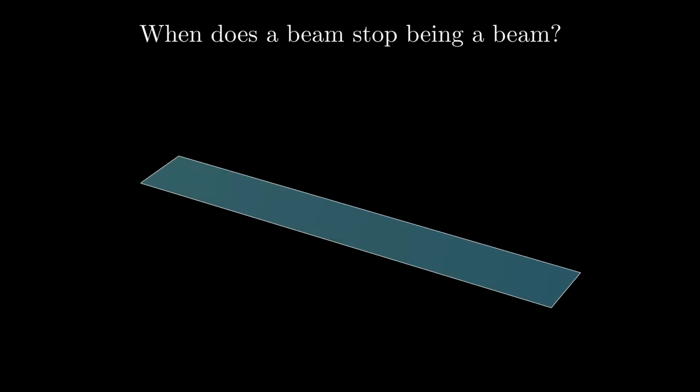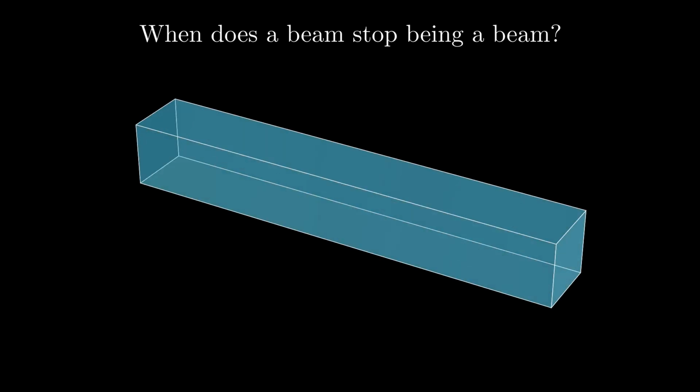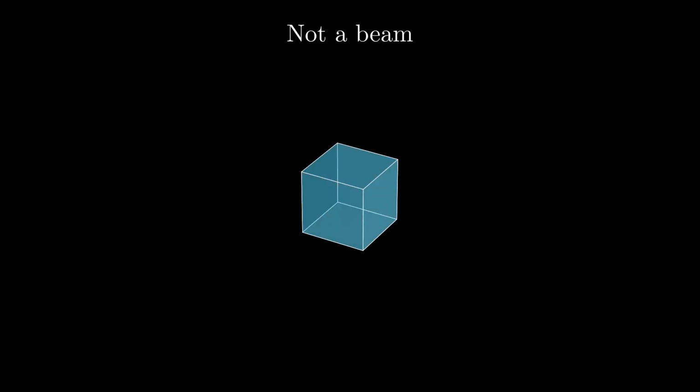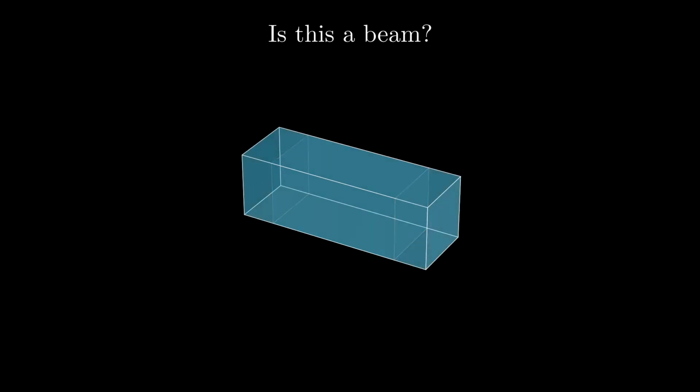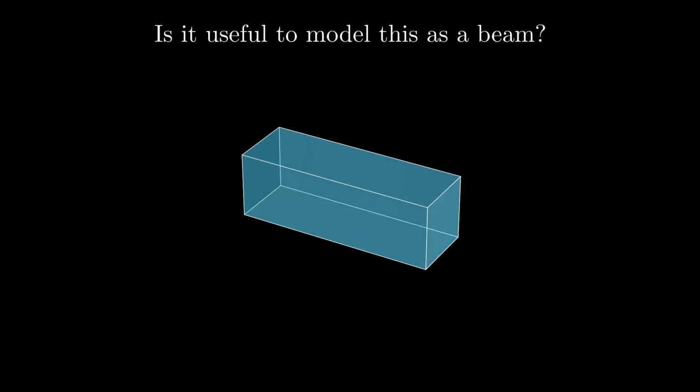We showed some examples of things we model as beams, but it leads to the question, when does a beam stop being a beam? Some things are clearly not a beam. A cube, for example, is not a beam. But what if we make that cube a little bit longer? Is it a beam? How about this? When we ask these questions, we aren't just asking if it's a beam or not. What we're actually asking is, is it useful to model this as a beam? Which is a slightly different question.